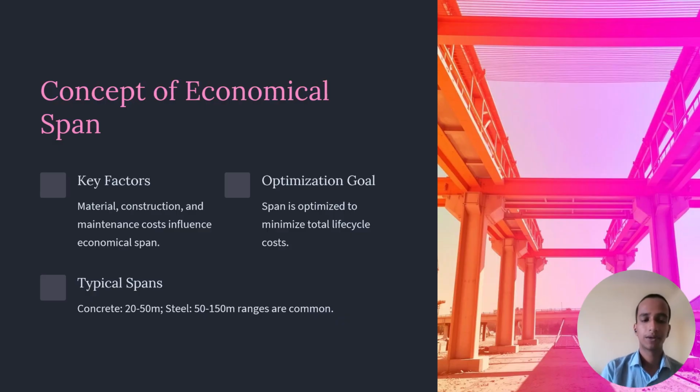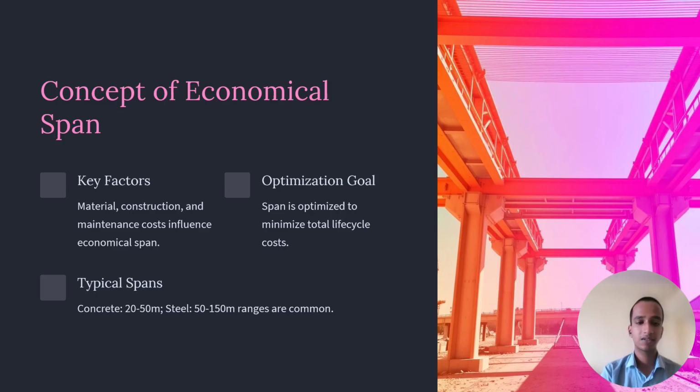Next is the concept of the economical span. By economical span, what we mean is the span should be short, and also cost efficient to us. First of all, the factors that play a significant role in economical span are the material used, the construction method used, and the maintenance cost also plays a significant role. Second is the optimization goal. Sometimes the viewpoint, the thought process of the contractor may be different, what kind they are building for. So it varies according to this.